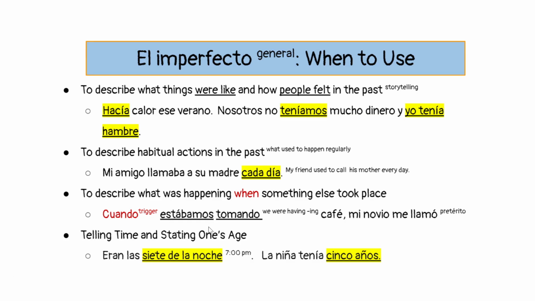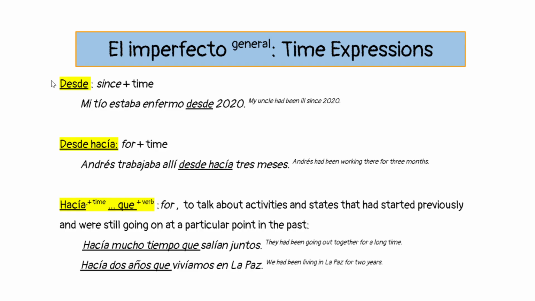Telling time and stating age: eran las 7 de la noche, la niña tenía 5 años. So it was 7 o'clock and the girl was 5 years old. When you see desde plus time, this is going to come up again if you take 2312, then that will also trigger the imperfect.